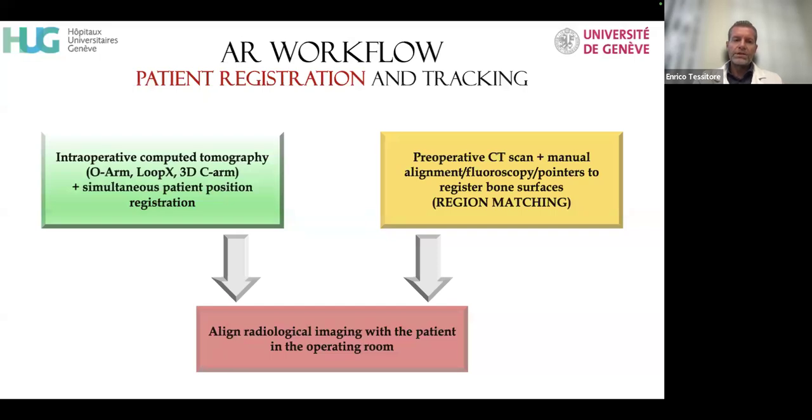No matter which kind of augmented reality tool we do use, there is a common workflow. The first one is, of course, patient registration. There is an intraoperative acquisition done by cone beam CTs or 3D isocentric arms with simultaneous patient position registration, or sometimes we might use also preoperative CT scan or images or MRIs merged together with CT scan, and we perform what we call the region matching, with the goal of aligning the radiological imaging with the patient in operating room.